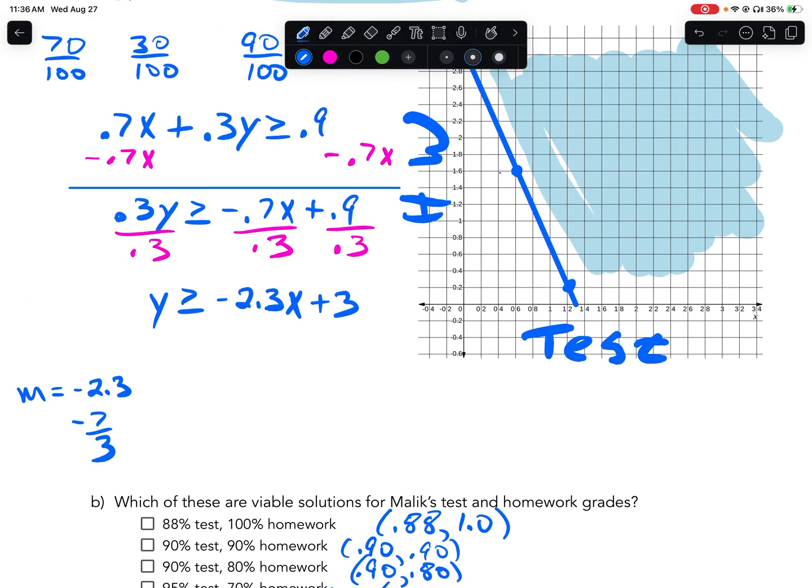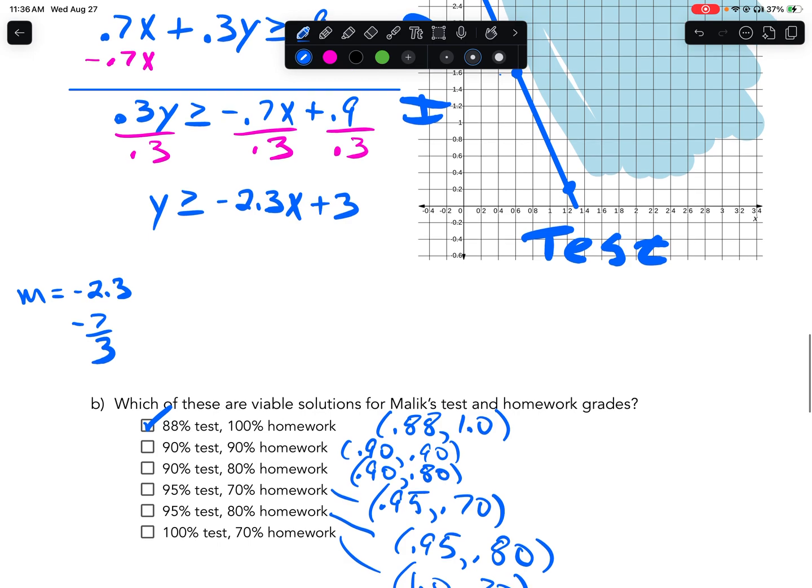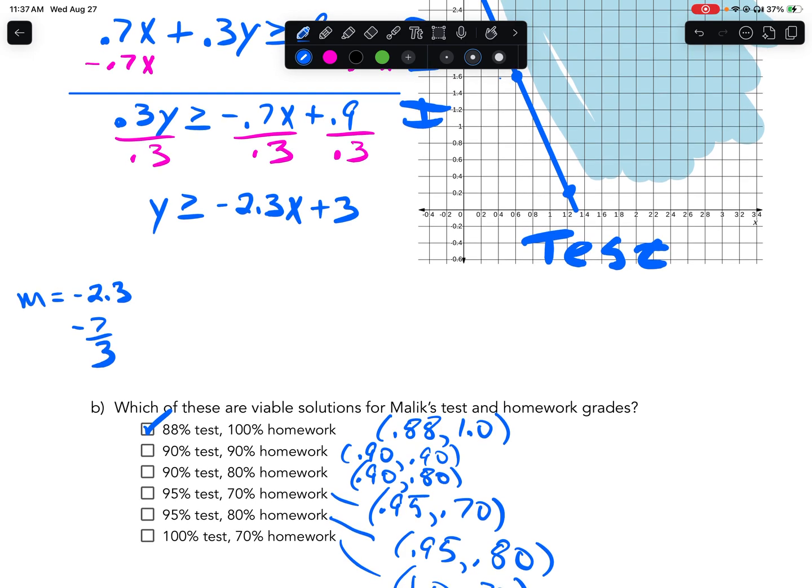So if I'm at 0.88, that means I'm close on the x-axis. So 0.88, 0.8 is right here, right? So 0.9 would be in the middle. So I'm somewhere in here, and I want to go up to 1.0. So if I go 0.88 and 1.0, I think I'm going to be right on the line or pretty close to that line. So I'm going to put a check there. So 0.9 and 0.9. 0.9 would be in the middle, and 0.9 would also be on the line.